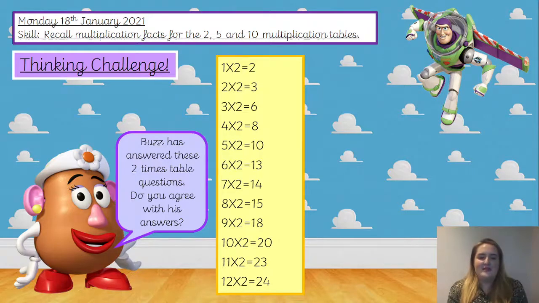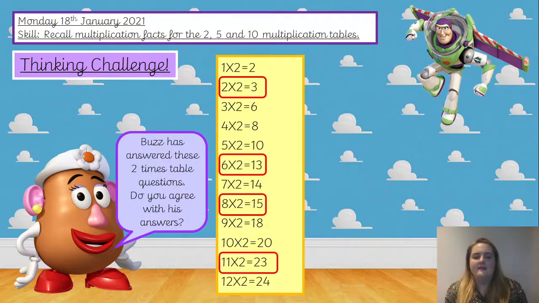Okay, I'm sure you spotted a couple then where he's got a bit muddled and put the wrong answer. So the first one then, 2 times 2, he's put 2 times 2 equals 3. And we know that's not right. Let's have a look at the next one then. 6 times 2 equals 13. 8 times 2 equals 15. And 11 times 2 equals 23.